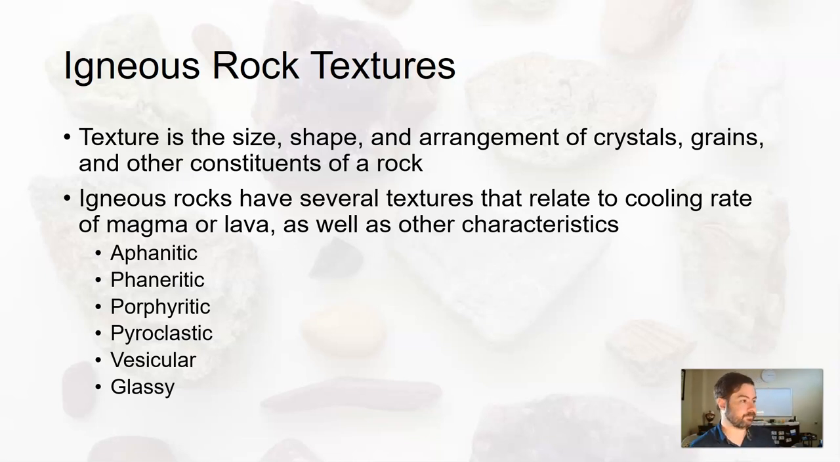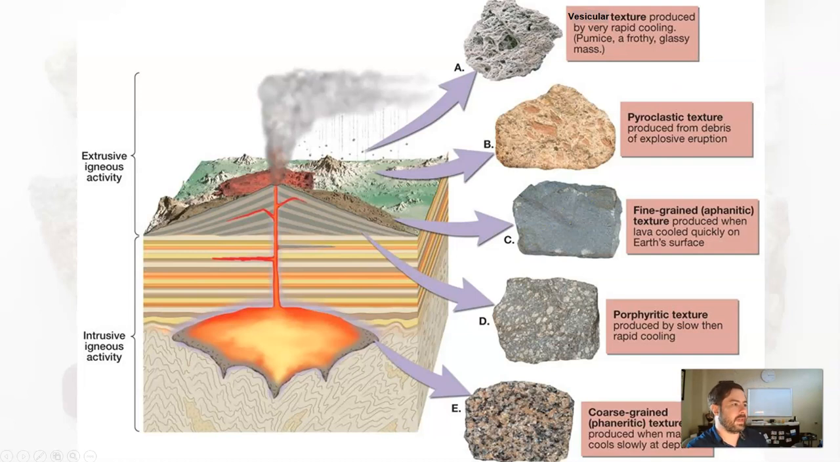and glassy. When we're looking at aphanitic igneous rocks, or pyroclastic, or vesicular, or even glassy, we're looking at extrusive igneous rocks. When we're looking at phaneritic igneous rocks, we're looking at intrusive igneous rocks. They cooled on the inside. Porphyritic is a mix of both. So let's talk about all of these, shall we?